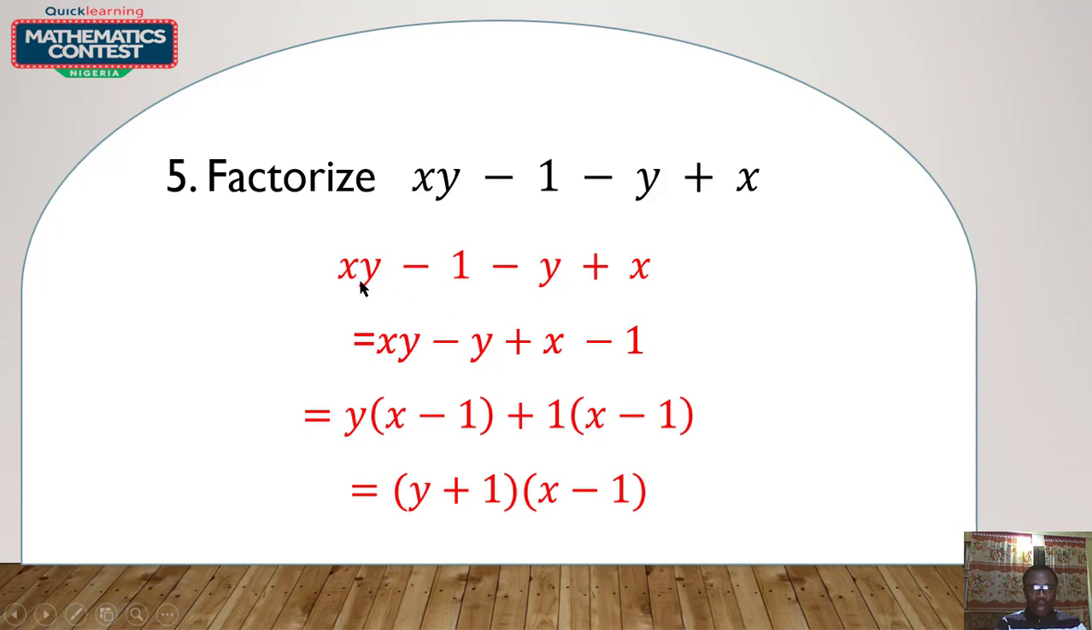Now let's see something. We have xy minus 1, then minus y plus x. So we're going to just group something similar. We have xy minus y, then we'll have plus x minus 1. What is common here is y, so we'll have x minus 1. Now we just factor 1 here from here, so we'll still have x minus 1. So we'll have y plus 1, then we'll have x minus 1, to give us our answer.